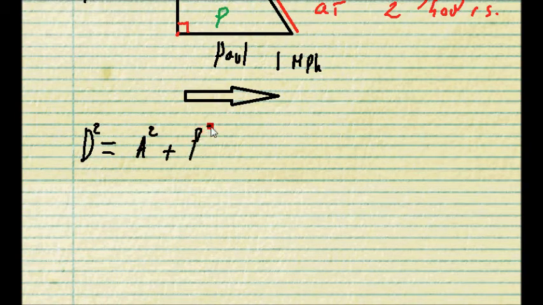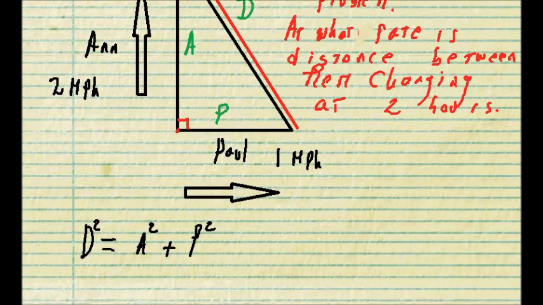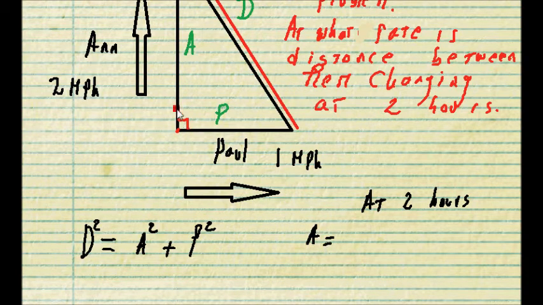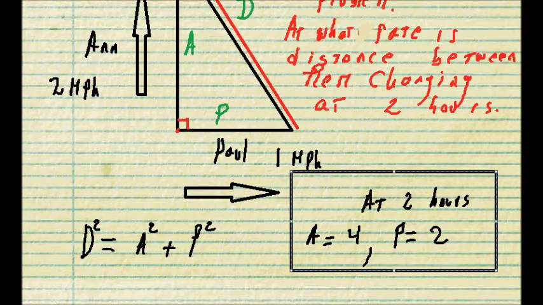Now what we want to know is what happens at exactly 2 hours. At 2 hours, the distance A, because N is traveling at 2 miles an hour, is going to be equal to 4, and P, since Paul is traveling at 1 mile per hour, is going to be 2. This is important, so I'm going to box this in.